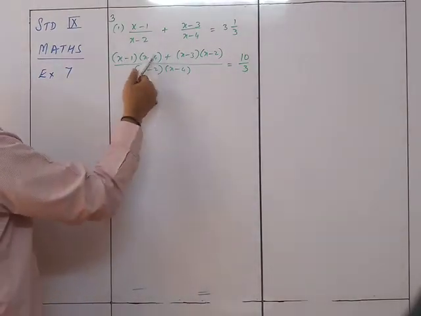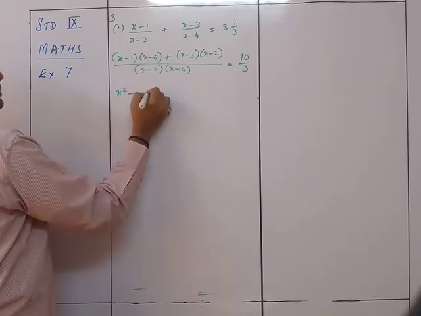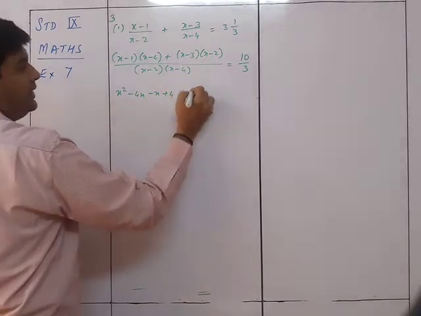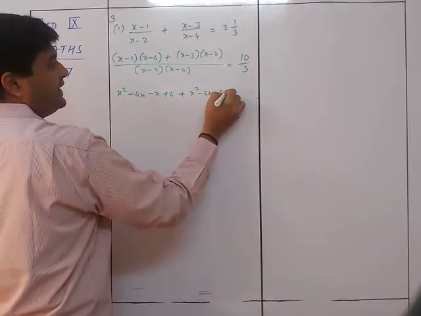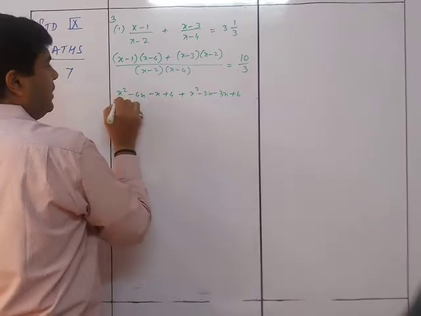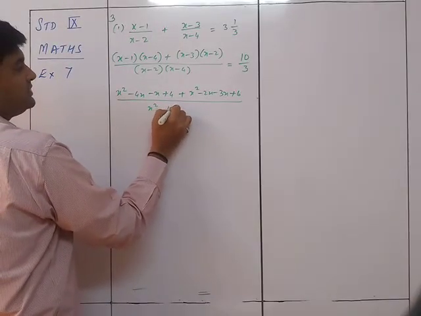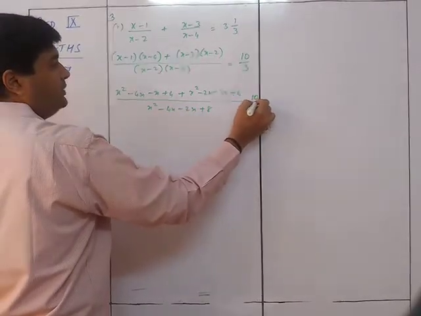Multiplying this thing, x into x is x square, x into minus 4 is minus 4x, minus x plus 4, plus x square minus 2x minus 3x plus 6 upon x square minus 4x minus 2x plus 8 is equal to 10 upon 3.